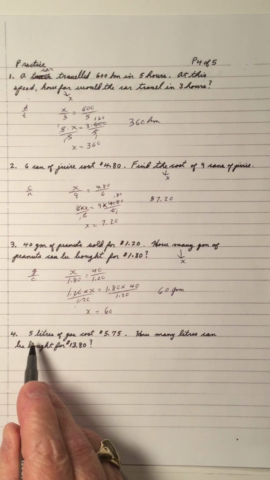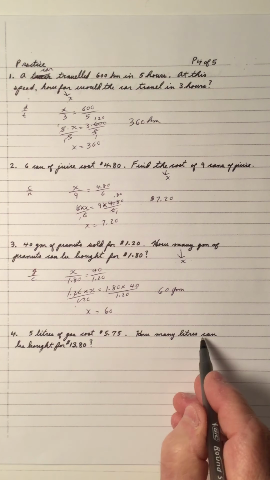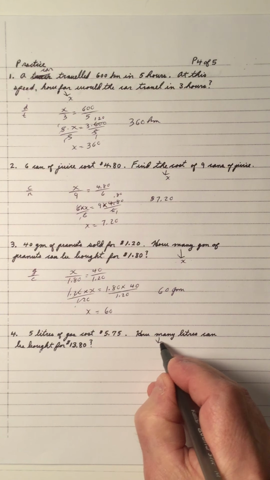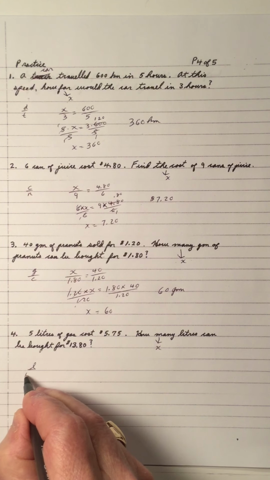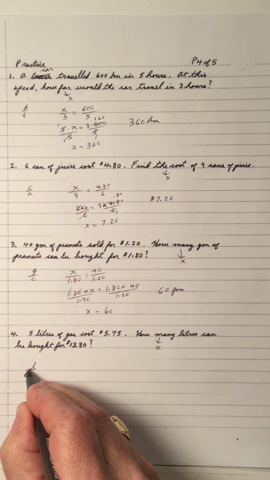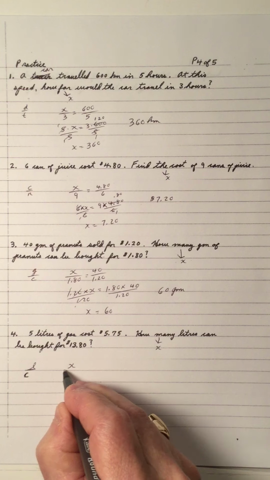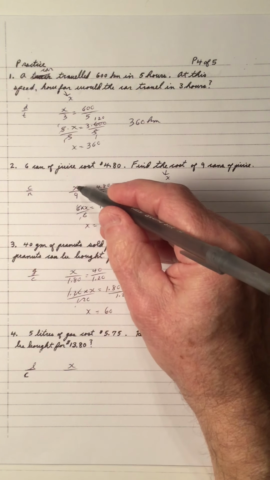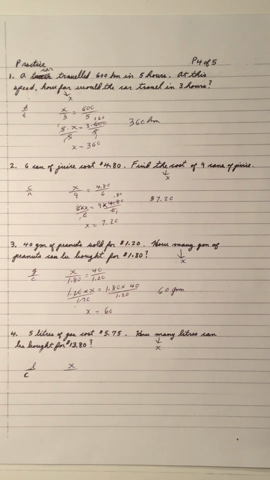Number 4. 5 liters of gas costs $5.75. How many liters can be bought for $13.80? X is the number of liters, so you have liters over costs, L over C. So the number of liters is X. Notice I have X every time in the top left-hand corner. That's consistent. When I cross multiply, everything works out perfect.